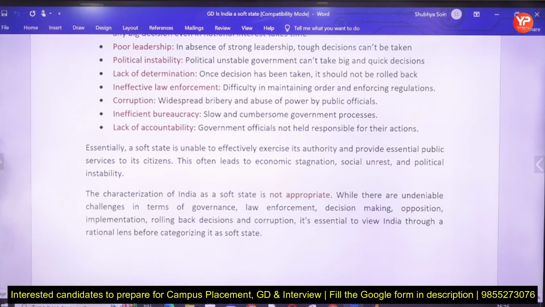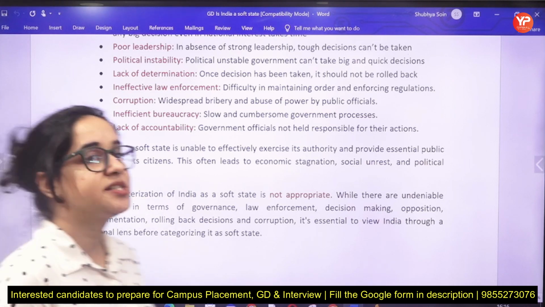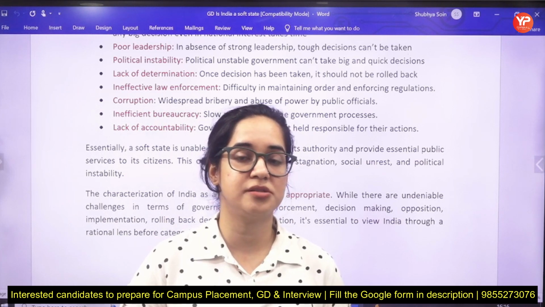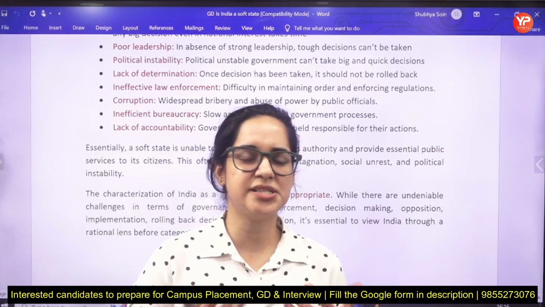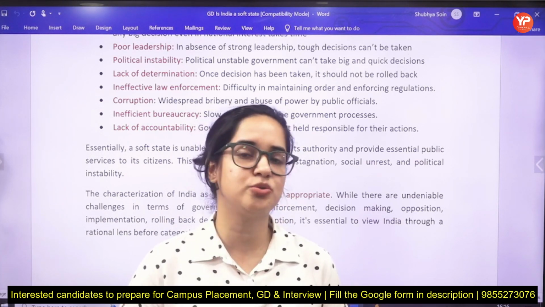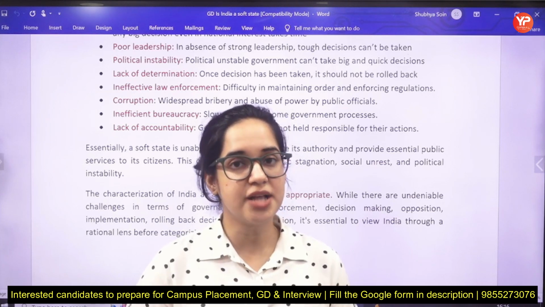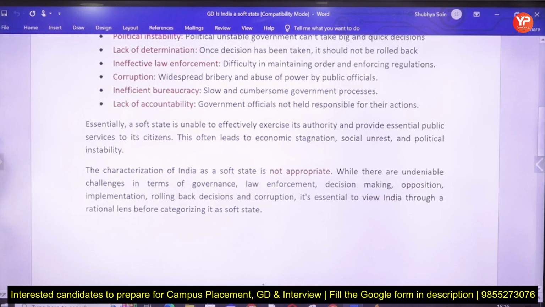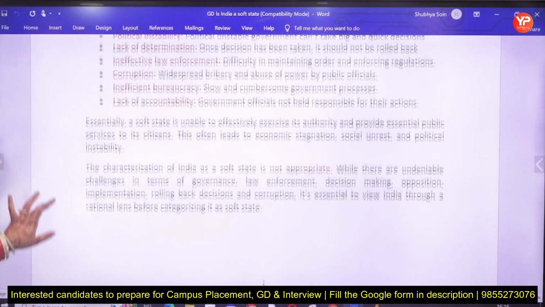Ineffective law enforcement: difficulty in maintaining order and enforcing regulations. Corruption: widespread bribery and abuse of power by public officials. We know that corruption is a seed which is present in the roots, stagnating for a long time, and now it has reached great heights. That is something you need to eliminate at the right instance. Inefficient bureaucracy: slow and cumbersome government processes. Lack of accountability: government officials not held responsible for their actions.